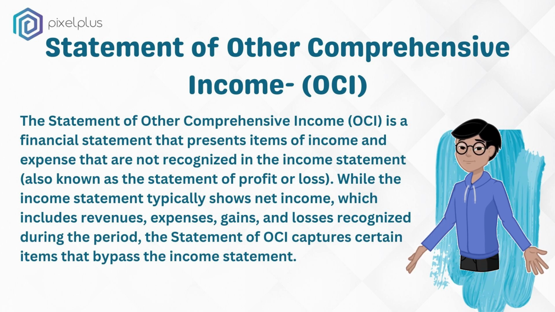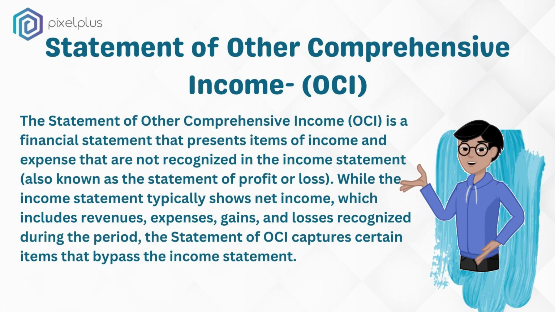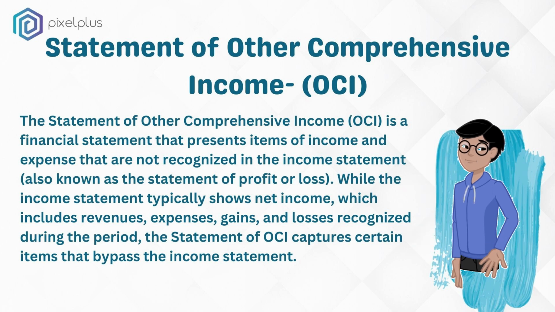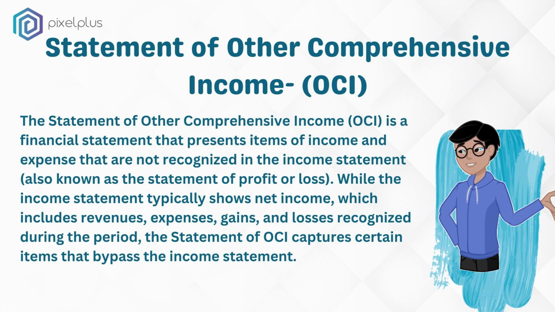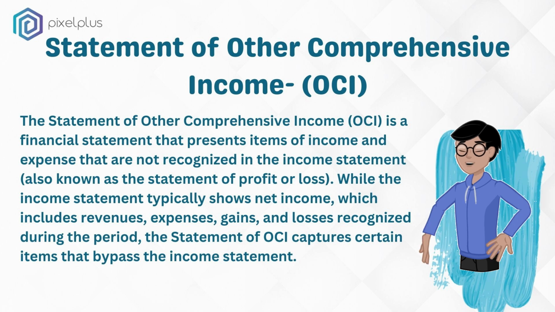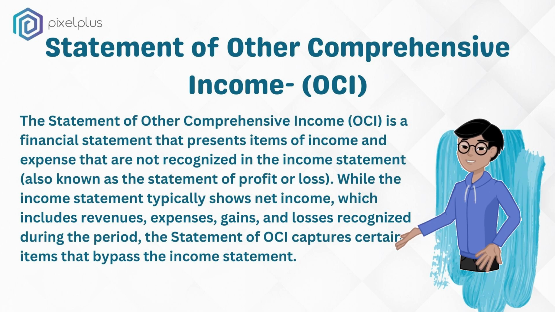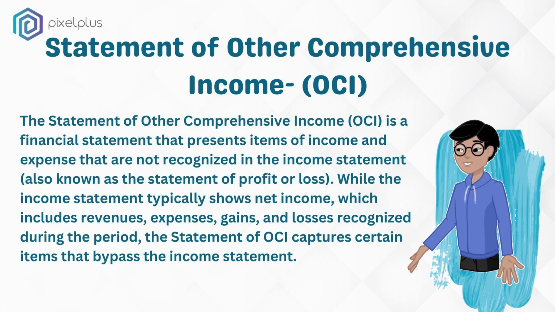These items include foreign exchange translation adjustments, unrealized gains and losses on available for sale securities, changes in the fair value of cash flow hedges, and actuarial gains and losses. So, by presenting these items separately, the statement of OCI offers more complete information on the changes in the company's equity during a period, reflecting economic events that can affect the company's financial position.